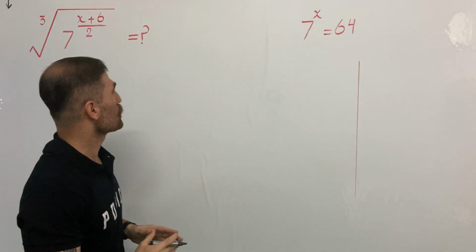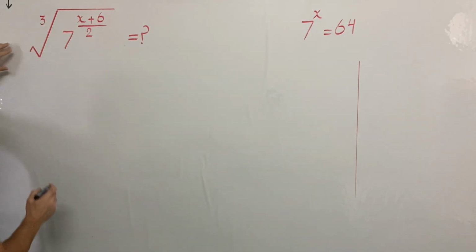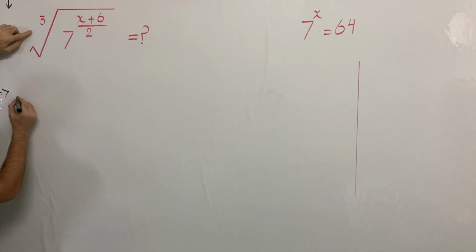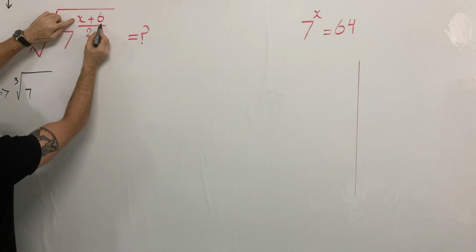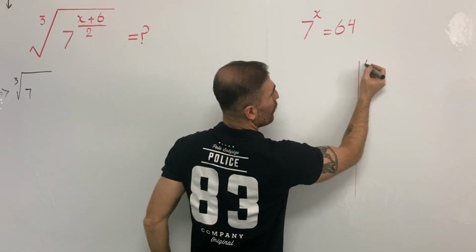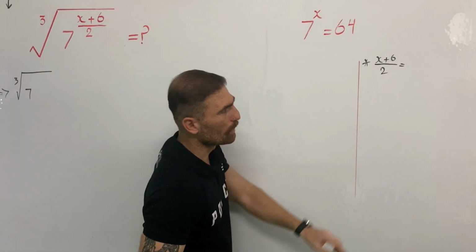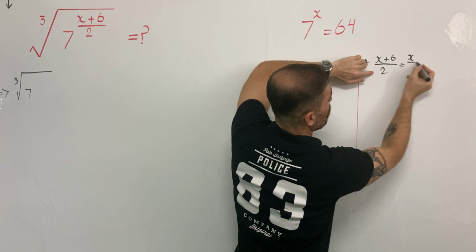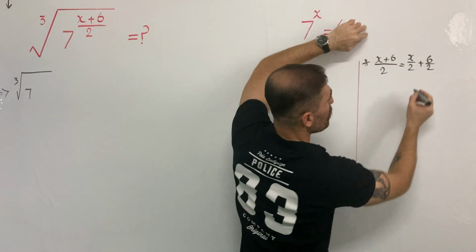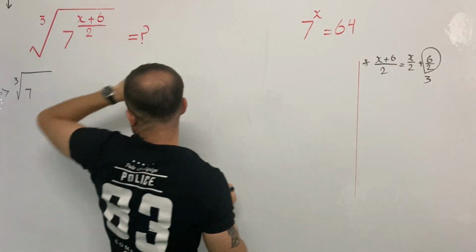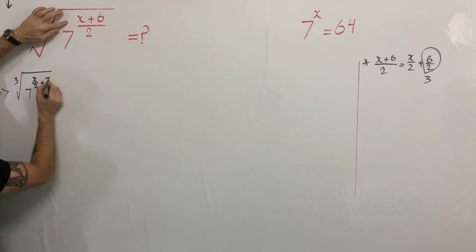But where should we start the solution? I'm going to start by working on this exponent. Let me rewrite it. What do we have here? Cube root of 7 raised to x plus 6 over 2. It can be written in the form of x over 2 plus 6 over 2, right? 6 over 2 is 3. So let me write it: 7 raised to x over 2 plus 3.